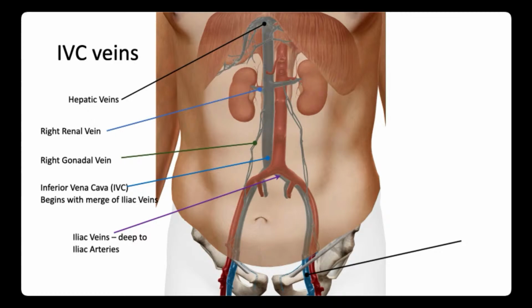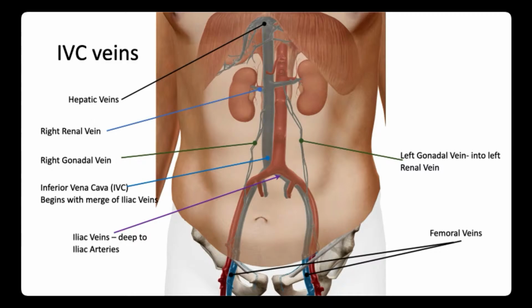How about here? That's right. These are the femoral veins. And how about here? Right on. Left gonadal vein. Remember that left gonadal vein is going to run into the renal vein, while the right gonadal vein is going to run straight into the IVC. How about here? That's right. Left renal vein.